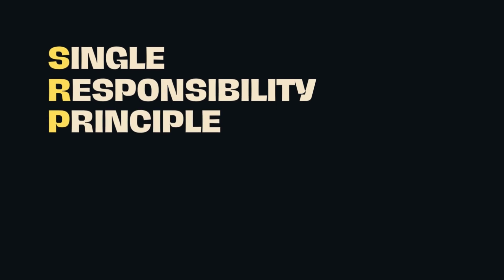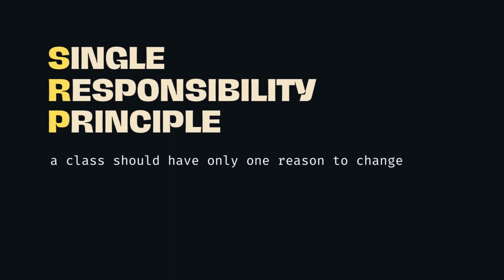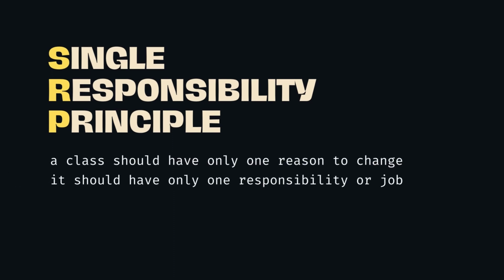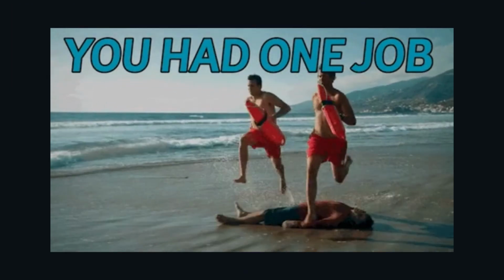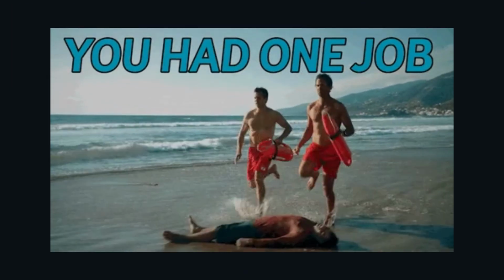The single responsibility principle is an object-oriented design and architecture principle that emphasizes that a class should have only one reason to change, meaning it should have only one responsibility or job. The essence of the SRP is to promote cohesion within software components. When a class is focused on a single responsibility, it benefits for a few reasons.